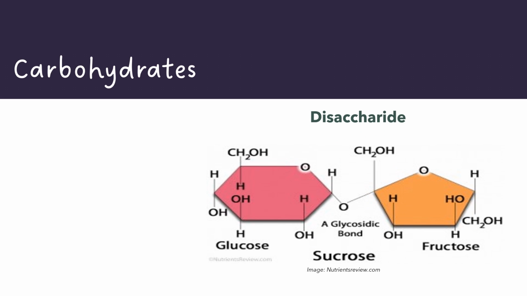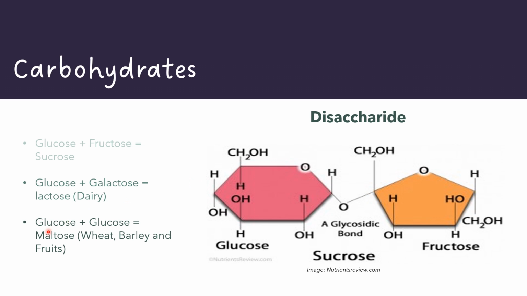As I've said, disaccharides are two monomers joined together. As you can see, we've got glucose and we've got fructose joined together by the glycosidic bond to make sucrose. There are also other combinations such as glucose and galactose to make lactose, which is in dairy, and glucose and glucose, which makes maltose, which you can find in wheat, barley and fruits.